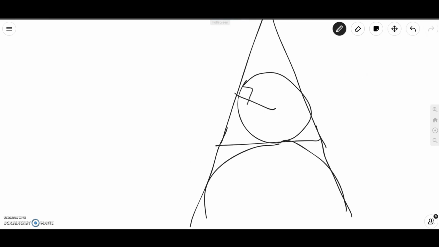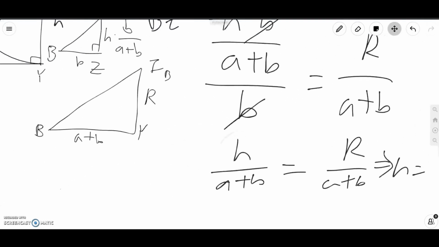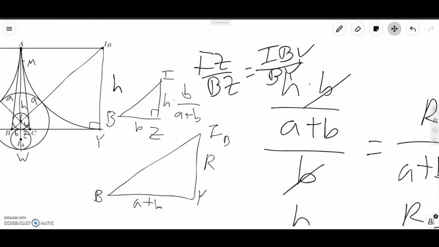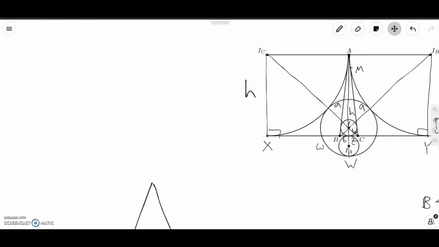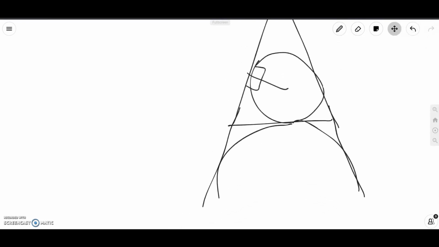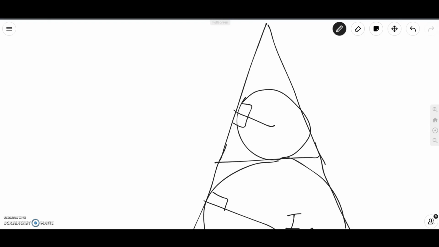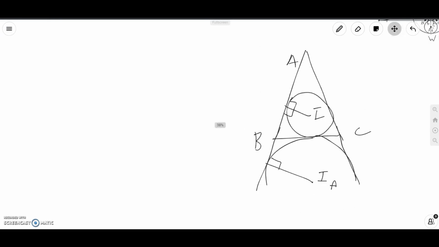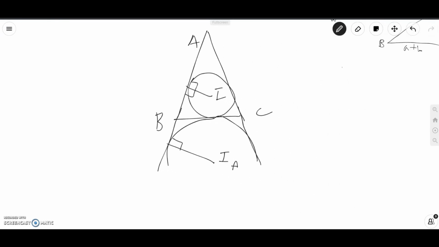This radius, we've already shown before that it is equivalent to H times B over A plus B. This is just simply the in radius of triangle ABC. So, and if we draw this, this is IA down here. If we draw that, that's also perpendicular. And by the in-center, x-center lemma, A, I, C are all collinear.